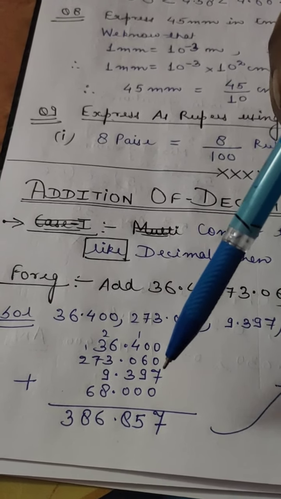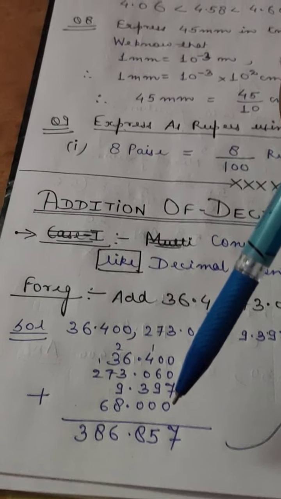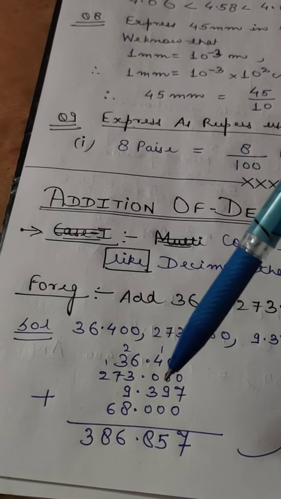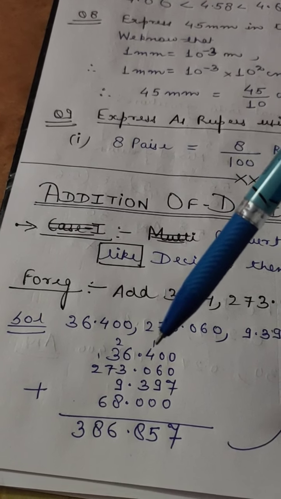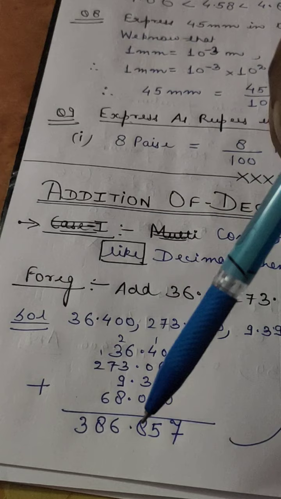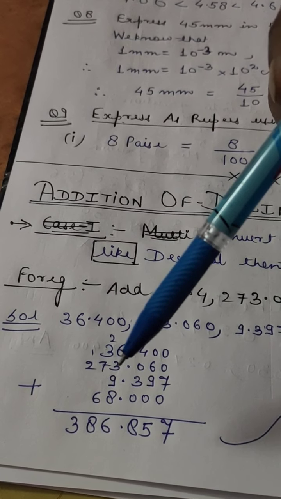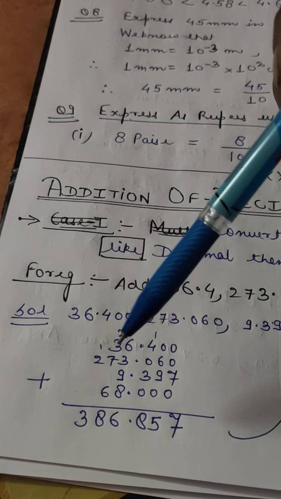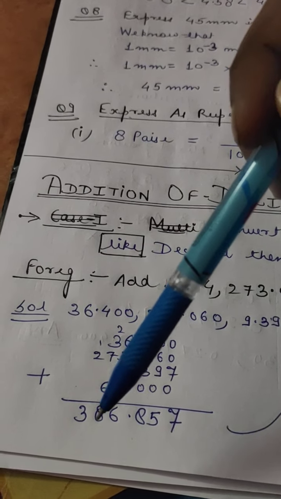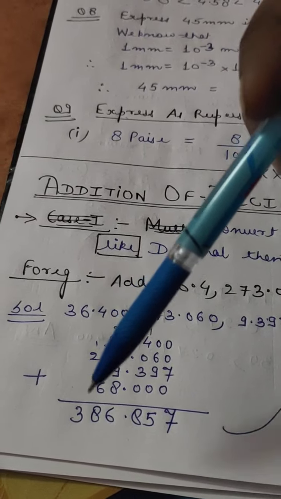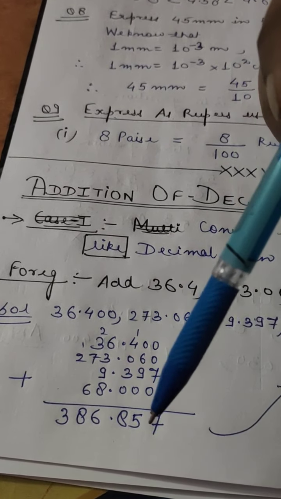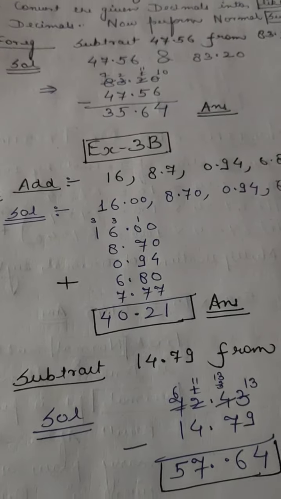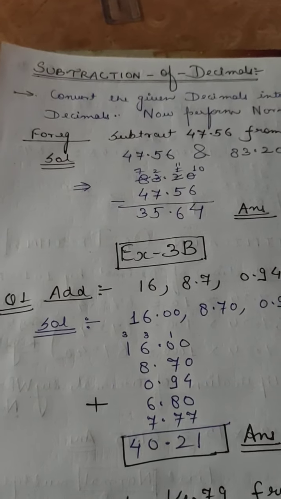Now we will perform the addition as we do the usual, normal addition. 7 will come here, then 6 and 9 is 15, 5 carry 1, 1 and 4 is 5, 5 and 3 is 8. Then adding 6 and 3 is 9, 9 and 9 is 18, 18 and 8 is 26, 6 carry 2, 2 and 3 is 5, 5 and 7 is 12, 12 and 6 is 18, 8 carry 1, 1 and 2 is 3. 386.857 is the answer.